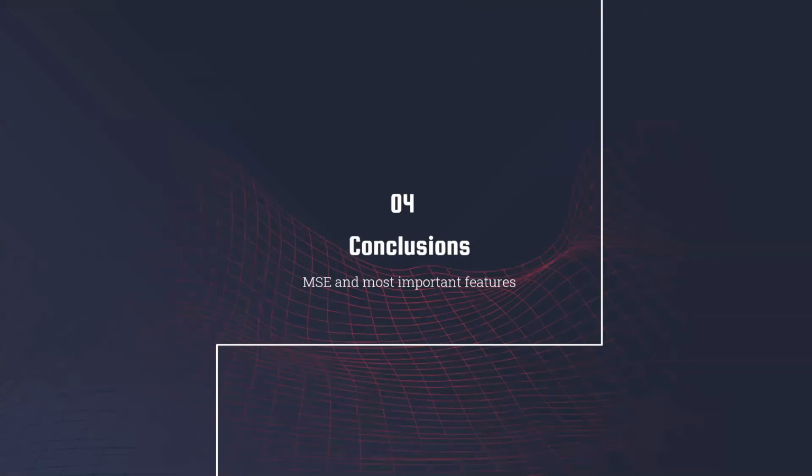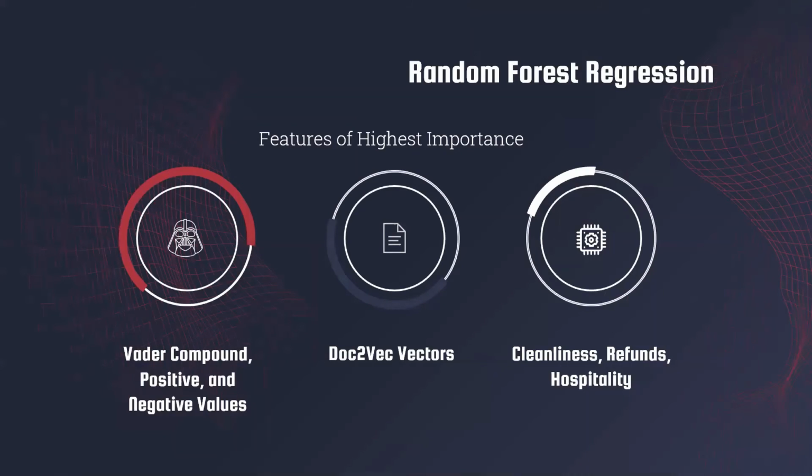So moving on in terms of conclusions. I was really able to see that the features of highest importance were the Vader compound values, the Doc2Vec vectors, and some specific words. Diving into these words, after conducting the random forest regression, I noticed that words related to cleanliness, refunds, and hospitality were some of the most common. So I think that this really confirms Upati's findings and shows that these things are valued by people because they're mentioned in reviews.